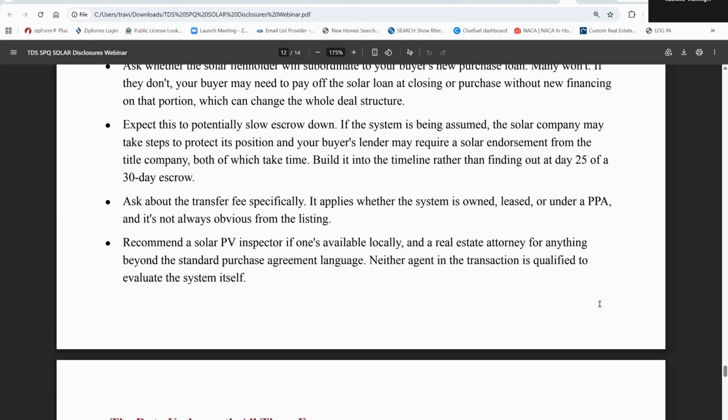Ask about the transfer fee specifically. It applies whether the system is owned, leased, or under a PPA. It's not always obvious from the listing. And then again, recommend a solar inspector specifically. Most home inspectors, a general home inspector, doesn't cover the solar system itself. So you may need to get someone qualified for that.